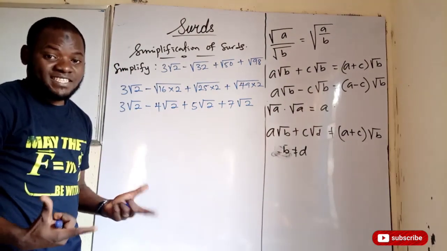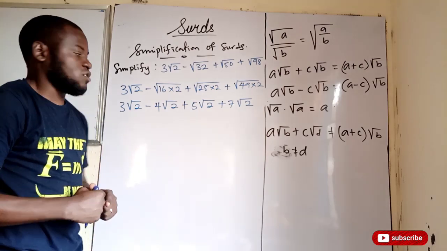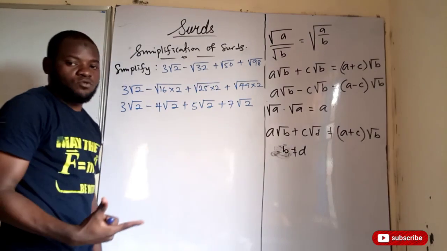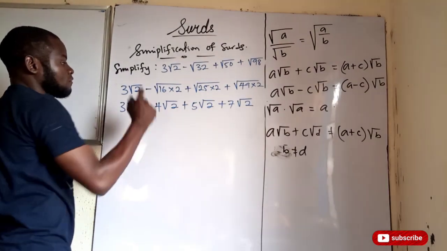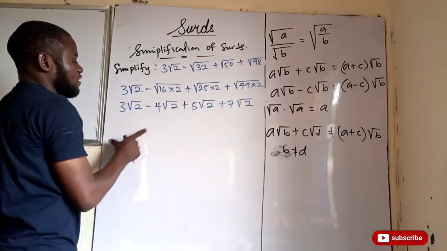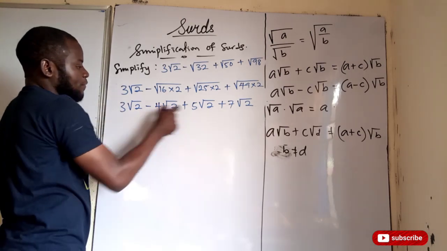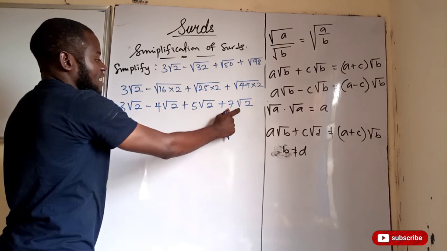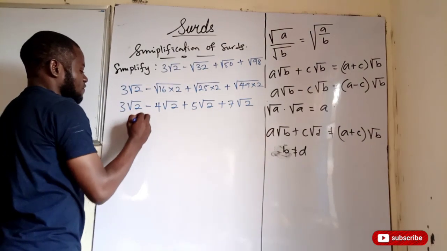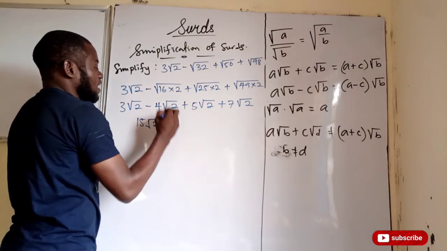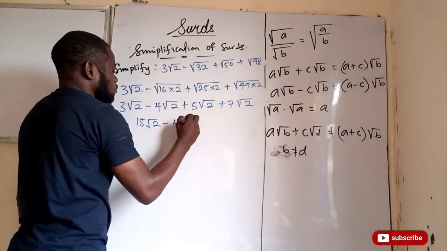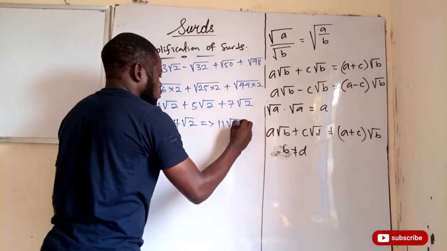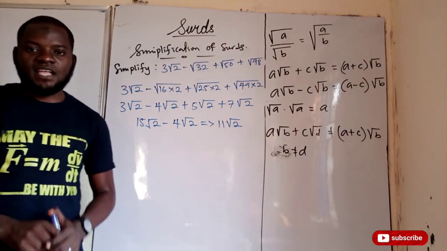The next thing to consider is what? The similarity between them. So they are all similar because they have the same number under the root. So we can carry out the operation by taking the addition first. 3 plus 5, that's 8, plus 7, that's 15. So we have 15 root 2 minus 4 root 2. And this will give us 11 root 2. I believe we understand this.